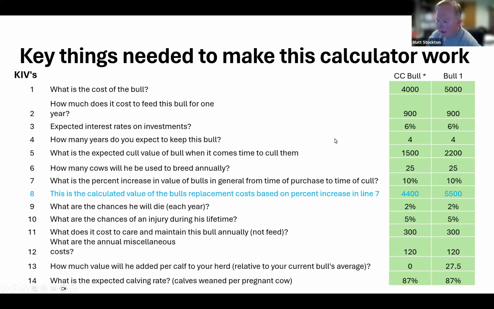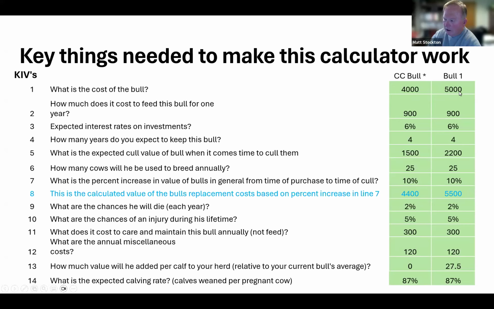It would give you an idea what it's going to cost you, because we're going to get down to that. All right. So we figure that in 4 years from now, there's going to be a 10% increase in bull values. We just put 10% in there. This number then calculates 10% of this plus this is equal to $4,400.